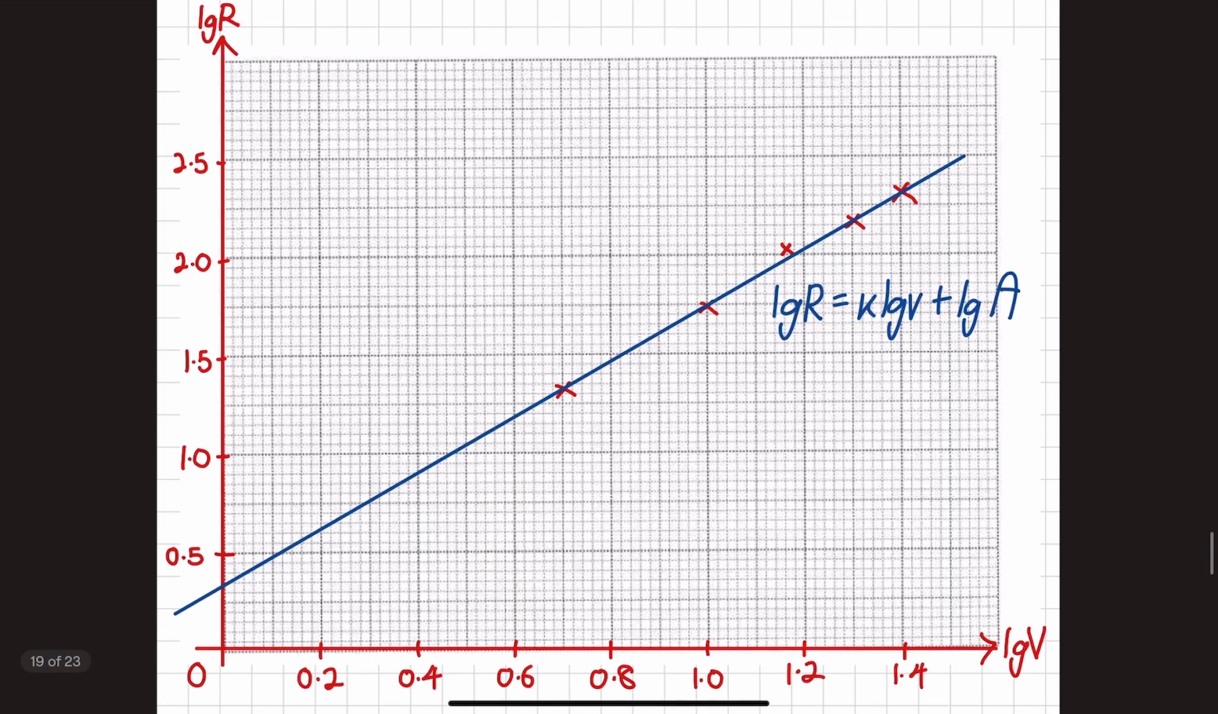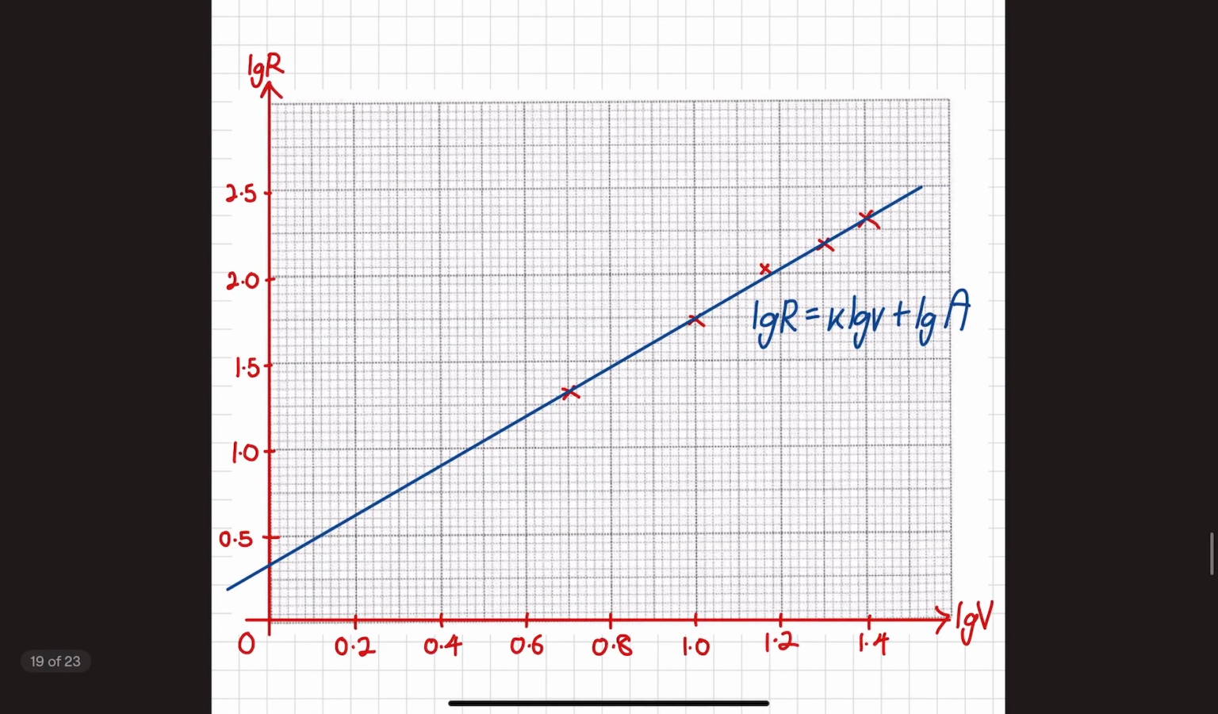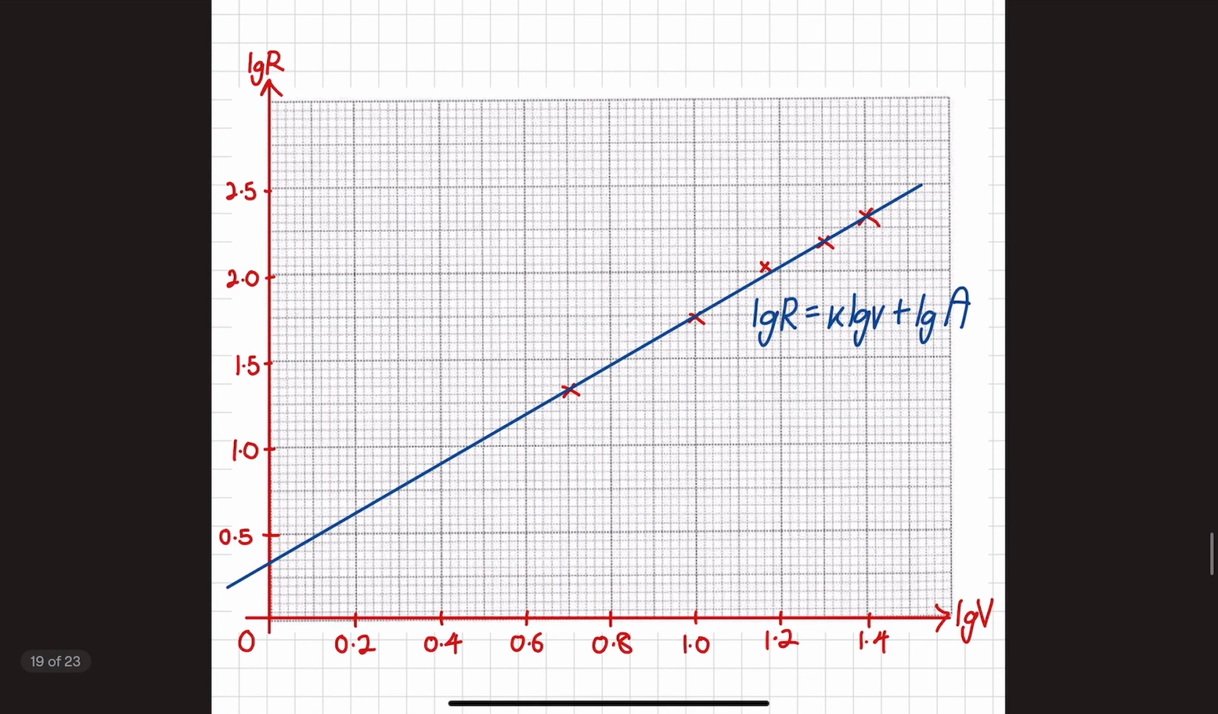Okay, and once you are done with this, you are done with drawing your straight line graph. This will be the basic steps on how to draw a linear law graph based on a given equation. And that will be the end of this video.